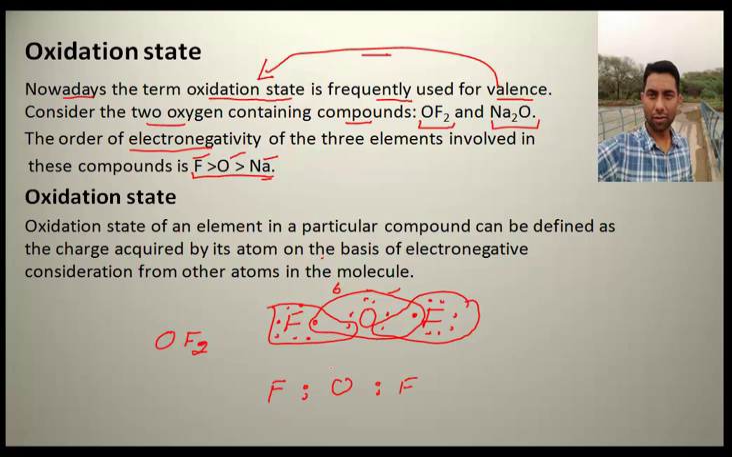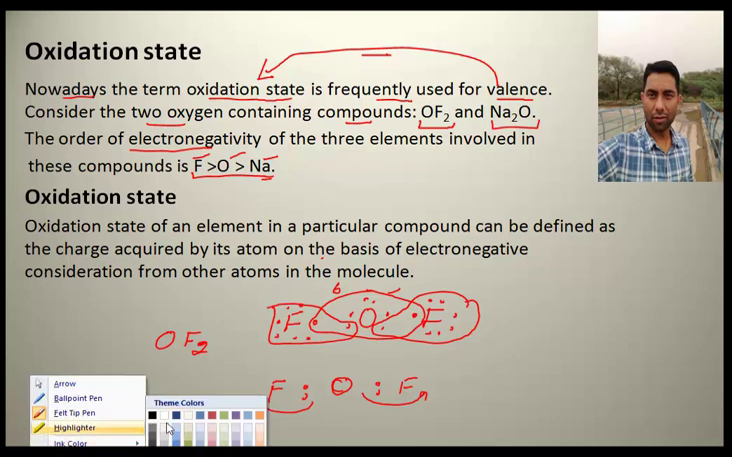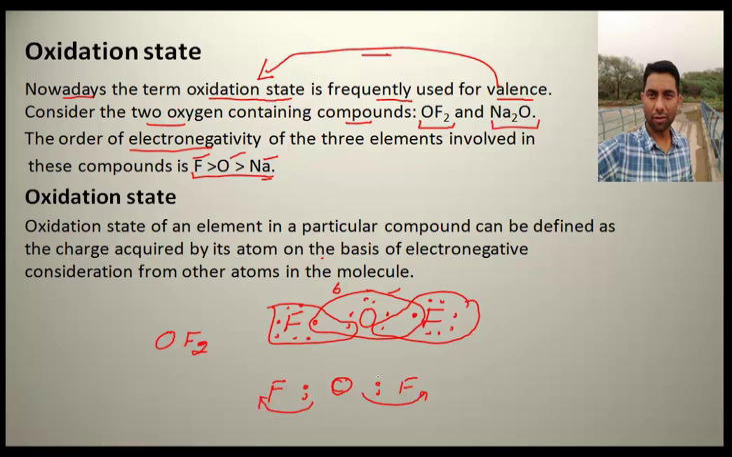Now what will happen? Will this shared pair remain here only, or is there an electronegativity difference between oxygen and fluorine? As a result, this shared pair will shift more towards fluorine, and in the same manner this shared pair will shift more towards fluorine. Now if this happens, how does the charge change? What will happen to the charge?